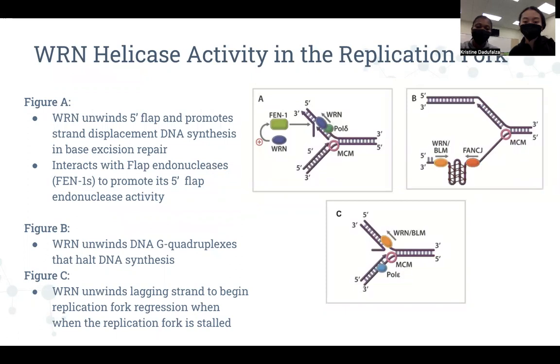In addition to its many functions, WRN helicase serves many roles in the replication fork. In Figure 1, WRN helicase indicated in blue unwinds the 5' flap and promotes strand displacement DNA synthesis and base excision repair. In addition, WRN helicase interacts with flap endonucleases, or FEN1s, indicated in green to promote a 5' flap endonuclease activity. Another role of WRN helicase in the replication fork is to unwind structures known as G quadruplexes that inhibit DNA synthesis. This can be seen in Figure B. And in Figure C, WRN helicase functions to unwind the lagging strand to initiate replication fork regression when the replication fork is stalled.